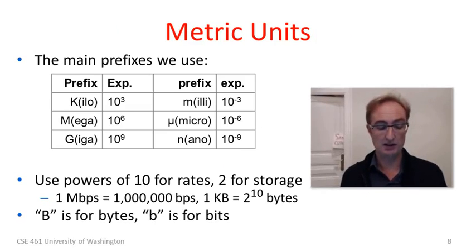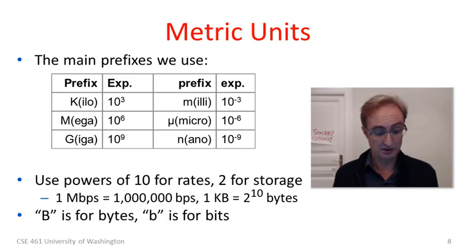They're given in this table here, the main prefixes. We'll use the prefixes kilo, mega and giga to mean thousands, millions and billions, and similarly milli, micro and nano to represent thousandths, millionths and billionths. We'll generally stick with powers of 10 for rates, just to make all of the math simple, although we'll use powers of 2 for storage when we're strictly just speaking about storage.